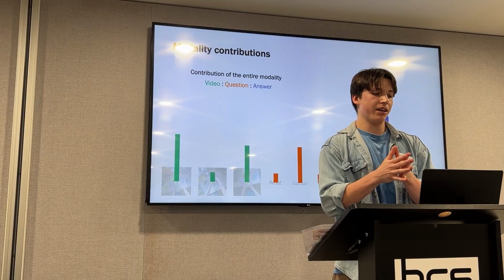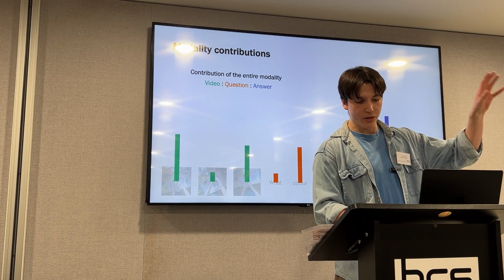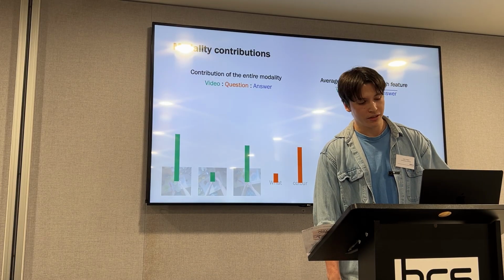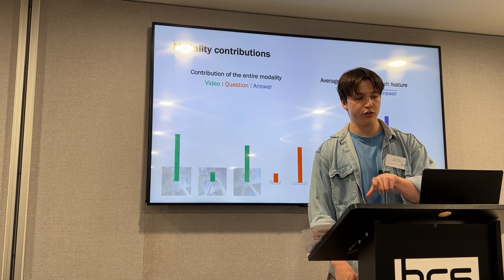But video in particular is special because it's kind of unbounded in length. And so you might say if the modality increases, then video is just going to explode eventually. So we also look at, instead of summing these values, we take the mean. So this is kind of the average contribution of each feature within the modality.